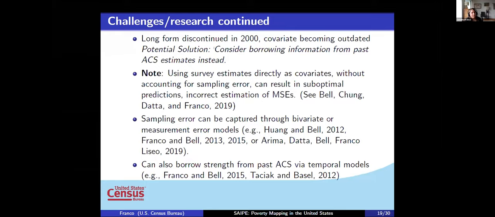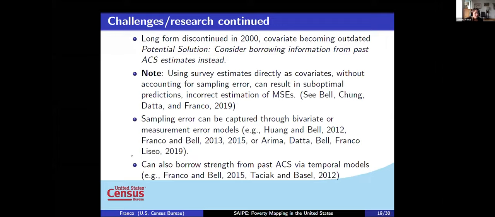there's a word of warning here that I mentioned earlier: if you're using a survey estimate as a covariate, you have to be careful to account for the sampling error, because the covariates have this error. If you ignore that, you can end up with suboptimal predictions and incorrect estimates of mean squared error. My colleagues and I have a paper on that in Survey Methodology so that you can see what happens. So you have to be careful when you use survey estimates. You have to do it right. And the way to capture the sampling error can be through bivariate or measurement error models.